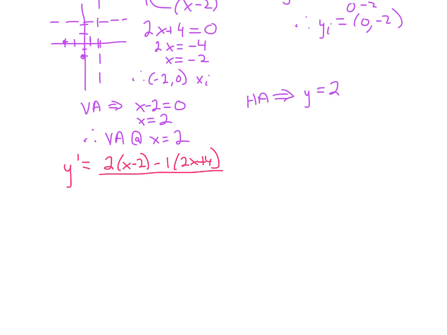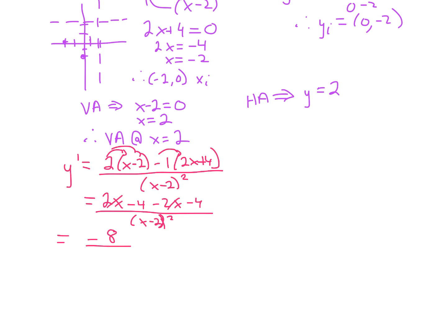And then we're going to square x minus 2 on the bottom. So let's clean this up a little bit. I'm going to multiply the 2 into the first bracket and get 2x minus 4. I'm going to multiply minus 1 into the second bracket. And then I have some like terms that I can add together and simplify the whole thing. So I'm going to have 2x minus 2x and minus 4 minus 4. So that's minus 8 on top. And on the bottom we have x minus 2 squared.